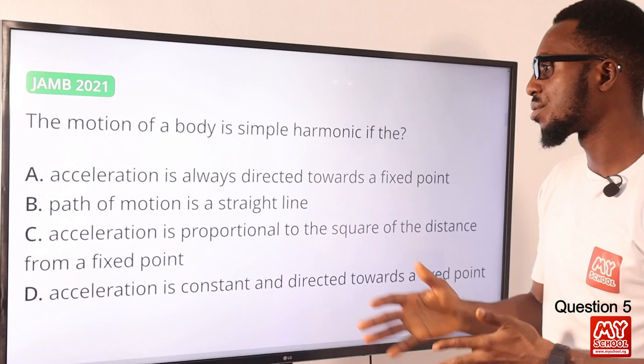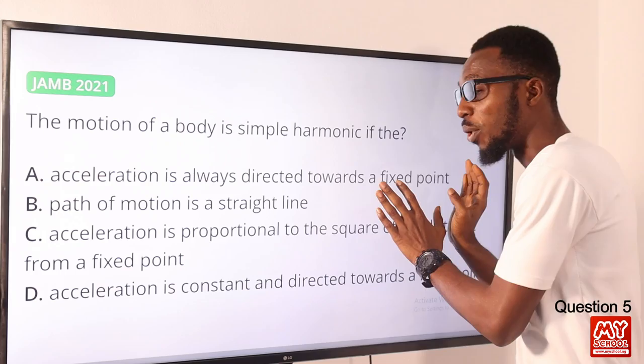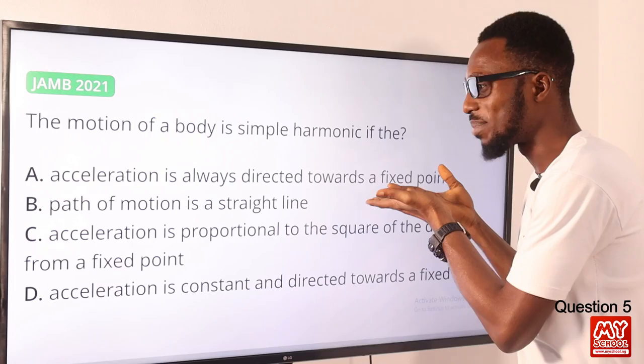From what I've just said, you can see the motion of a body is simple harmonic if the acceleration is always directed towards a fixed point or the center of the motion. So the correct concept here is presented in option A. So option A is the appropriate option.